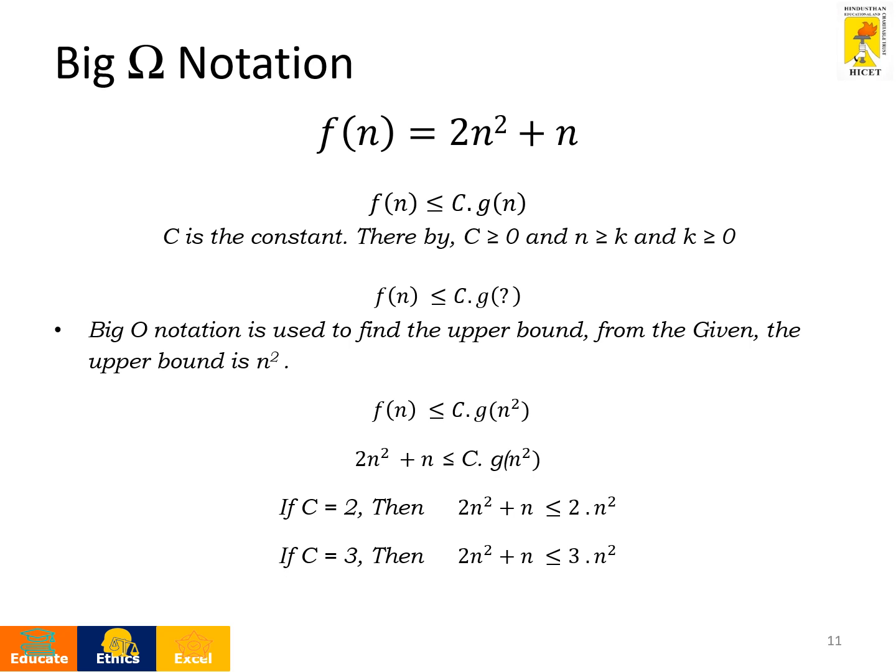The values lesser than 2n squared are n squared, n, log n, etc. But the closest or the greatest lower bound is n squared. f of n greater than or equal to c into g of n squared, substituting 2n squared plus n greater than or equal to n squared. If c is equal to 2, then 2n squared plus n greater than or equal to 2 into n squared. Therefore, 2n squared plus n greater than or equal to 2n squared.